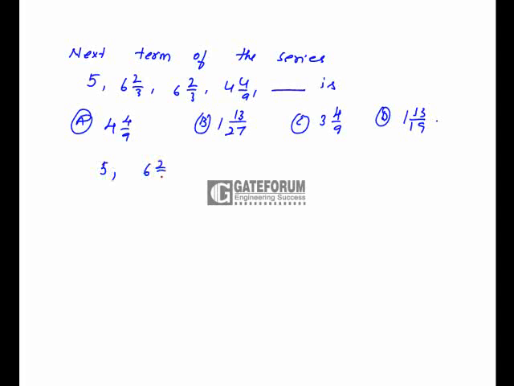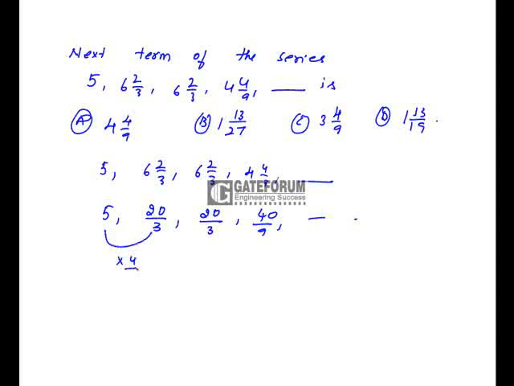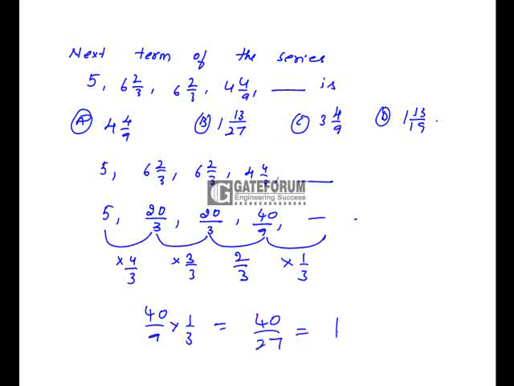This is 5, 6 2/3, 6 2/3, 4 4/9, and so on. 5 can be written as 20/3, this can be written as 20/3, next is 40/9, and so on. Now if I multiply 5 by 4/3, it will be 20/3, and if I multiply this by 1/3, that means 20/3 times 1/3, it will become 20/9 again. Next you have to multiply by 2/3, so the next term will be into 1/3. So the answer is 40/9 into 1/3, that is nothing but 40/27, which is 1 13/27. That is nothing but option B.